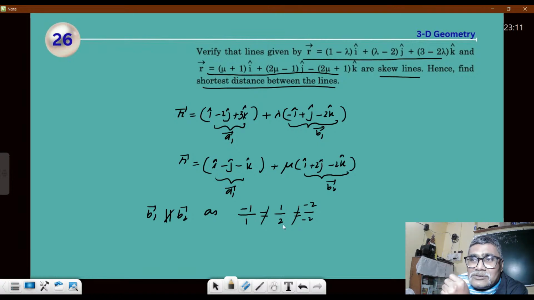Next is to find the shortest distance. Shortest distance already you know how to find, so I'm not doing that. Please find the shortest distance. These are actually very important problems because one problem is collecting 2 or 3 concepts at a time. So this problem makes the paper a little longer. So you must be practicing it very well so that your speed will not be reduced due to these problems.